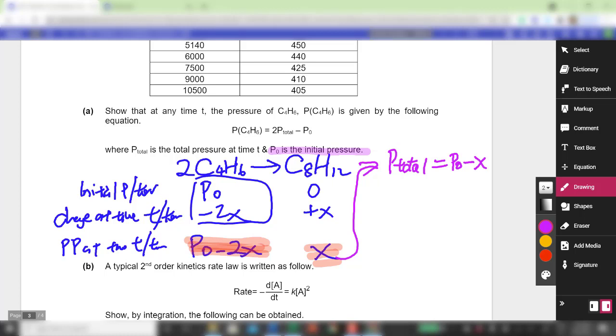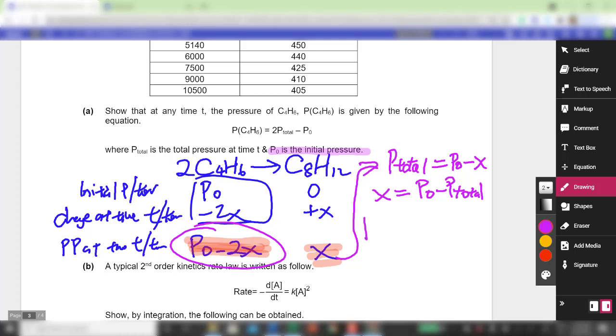Then I need to express it in terms of x. So x is equal to P naught minus P total. However, I need to go back to the question. The question is asking me to show that at any time t, the pressure of C4H6 is given by this particular expression. So I need to express it in terms of P naught minus 2x.